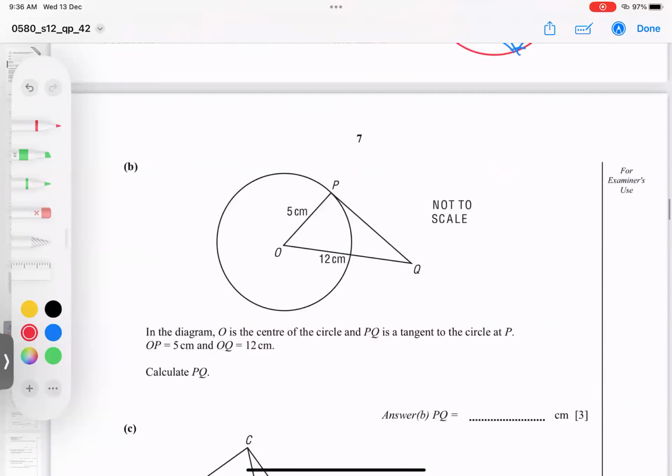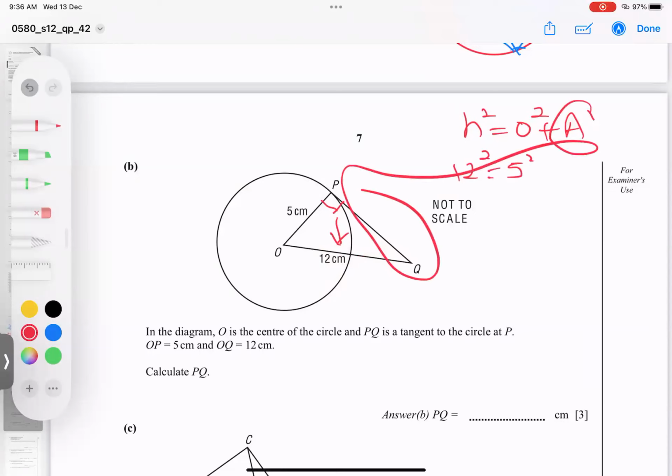And the circle question is over, although this is not the discussion point, but anyway, whenever a line touches a circle, this is a tangent. The angle between the tangent and the radius is 100% 90 degrees. This is called the hypotenuse and this is called the adjacent. So if I need PQ, I'll use Pythagoras' theorem: hypotenuse squared equals opposite squared plus adjacent squared. 12 is the hypotenuse, and 5 squared comes here, and this is PQ.